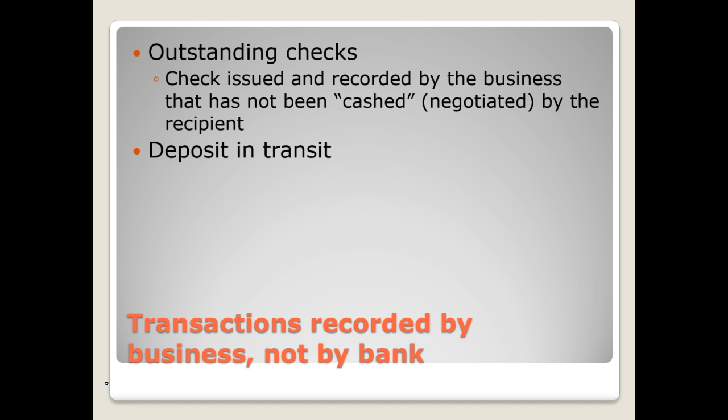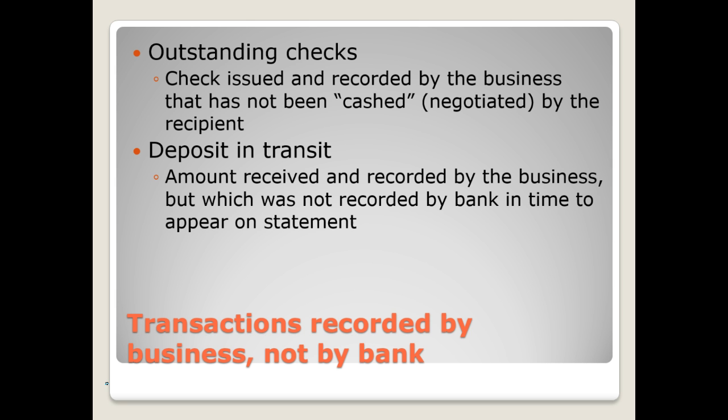The other major difference, a transaction that the business would record but the bank would not have seen yet, would be what we call a deposit in transit. It's a deposit amount that was received and recorded by the business, but for some reason the bank did not record it in time for that month's bank statement. As you may know, sometimes the day you deposit your check, the money does not actually get to hit your account. It could depend on where the check is written from, what state it's written from, what time you deposited, things like that. That's what we call a deposit in transit.